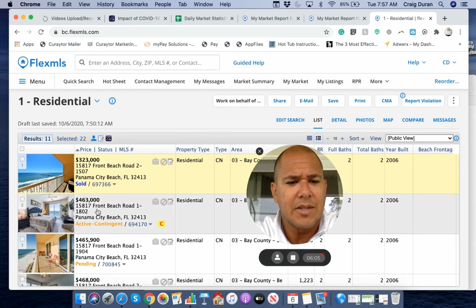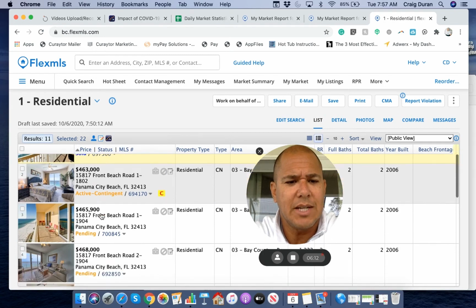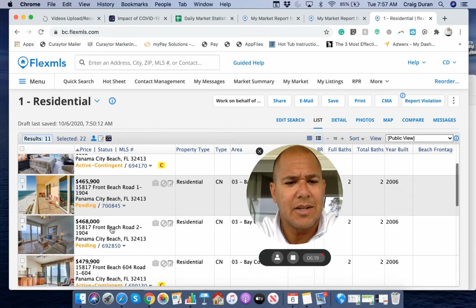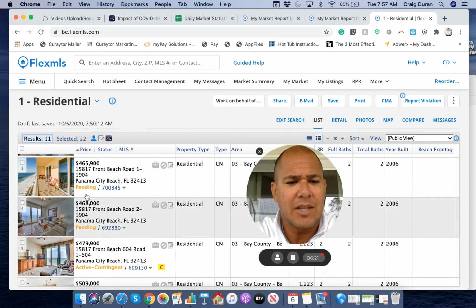We've got this under contract. It has been extended almost 30 days because of some banking, and we'll talk about that in a second. The asking price is $463. Another two bedroom, two bath with bunk under contract, asking price $465,900. Another one, the asking price was $468.